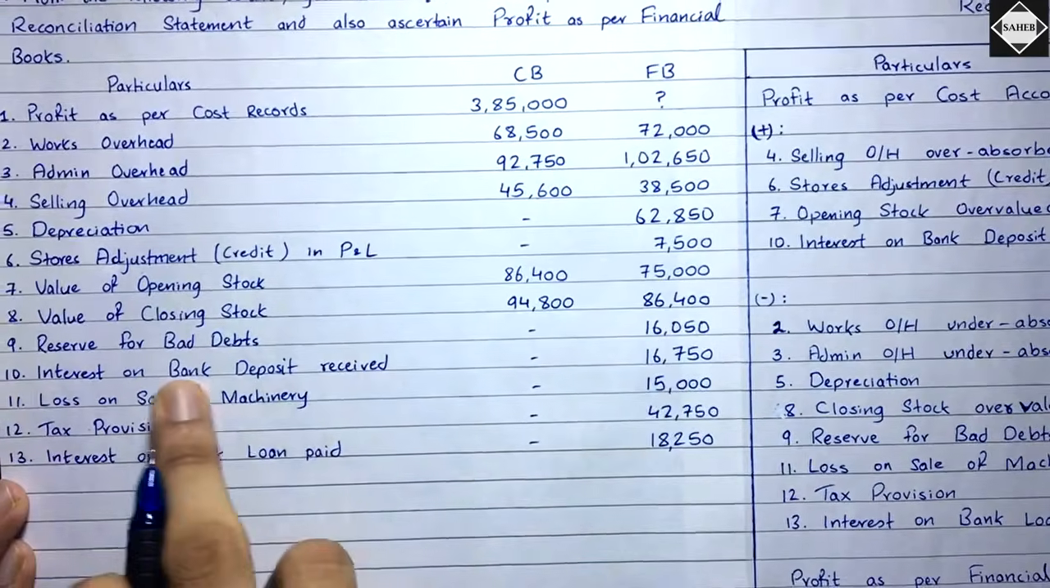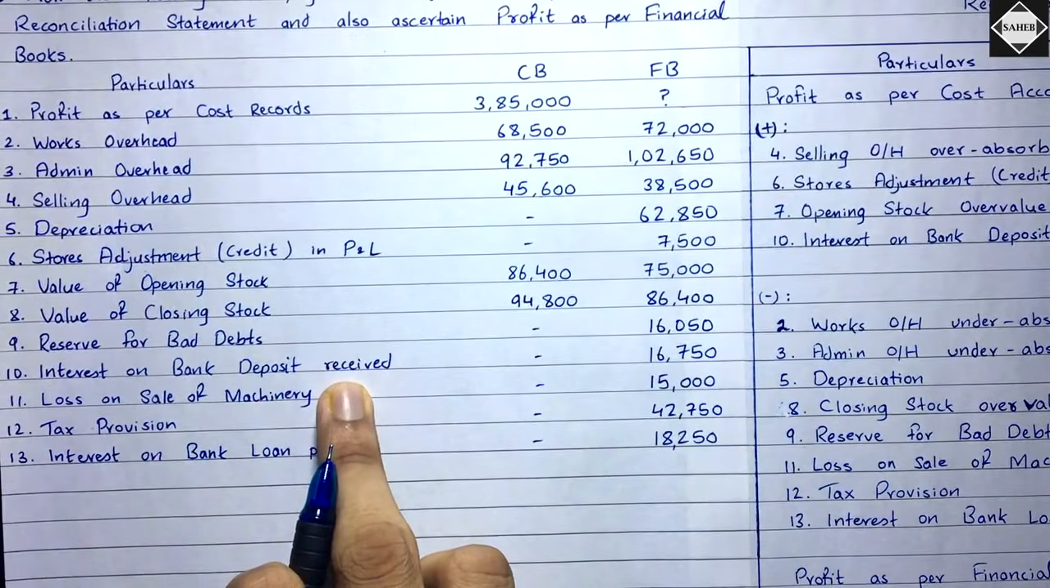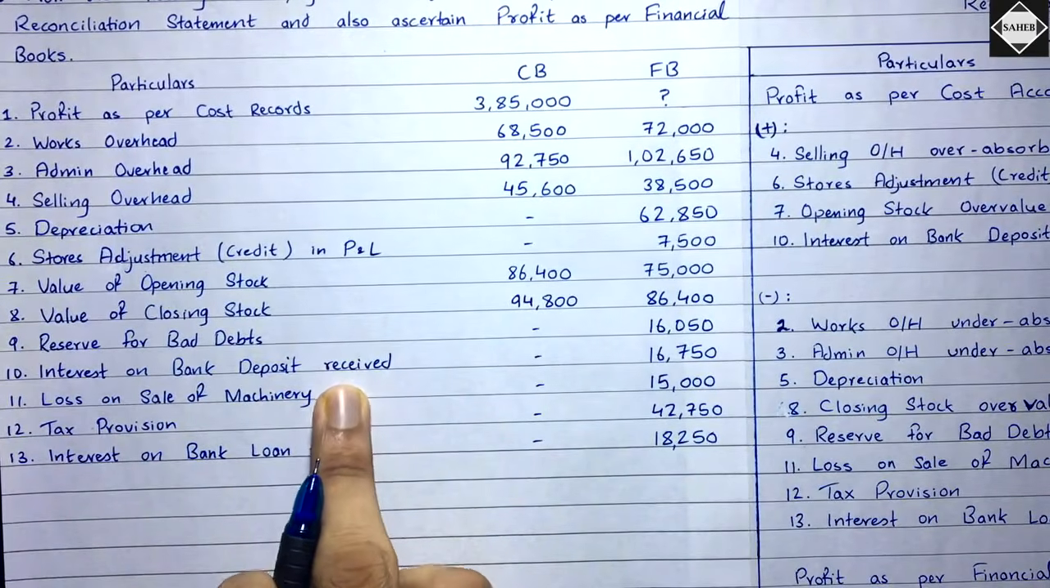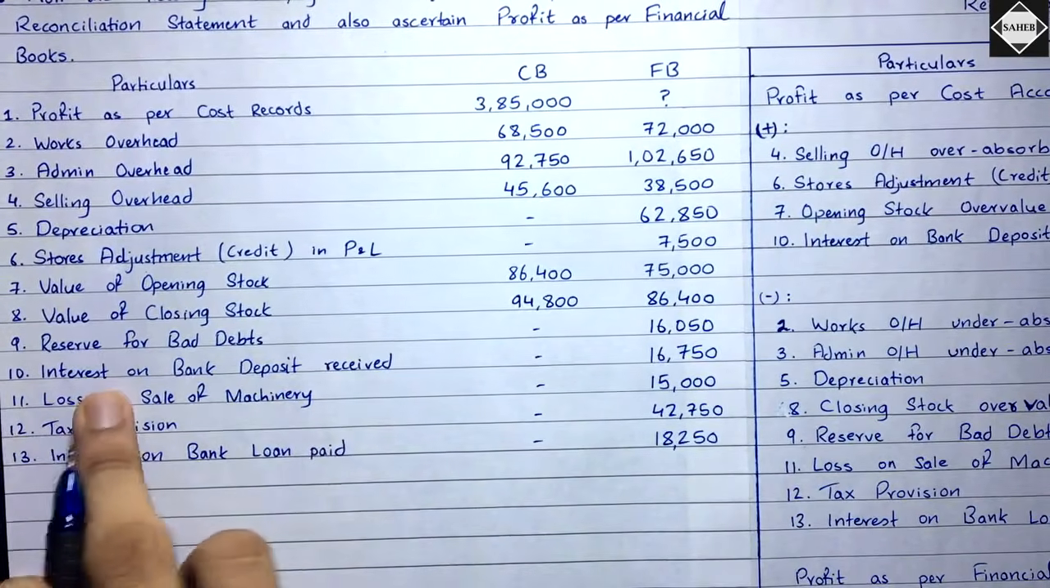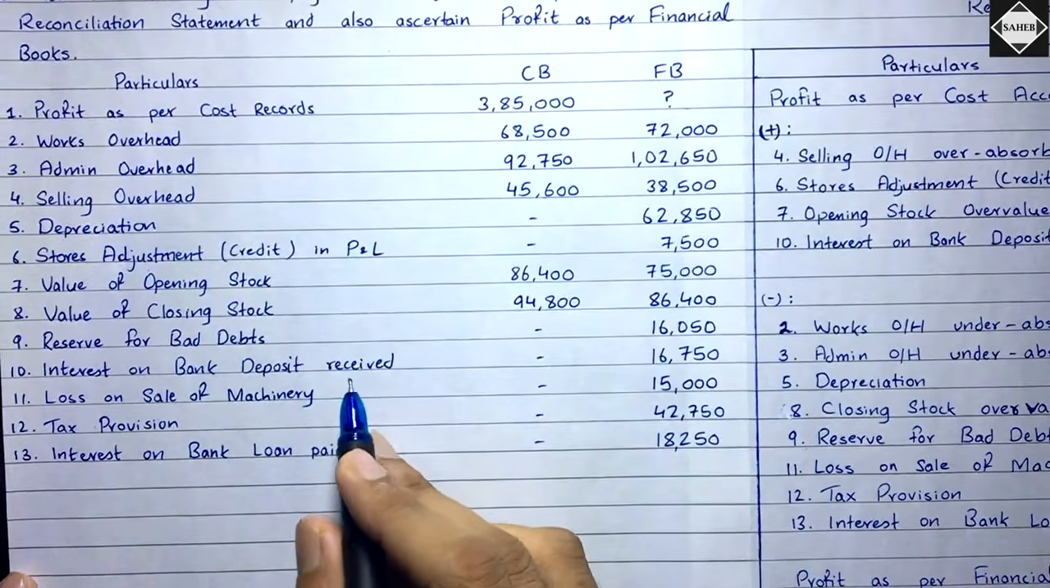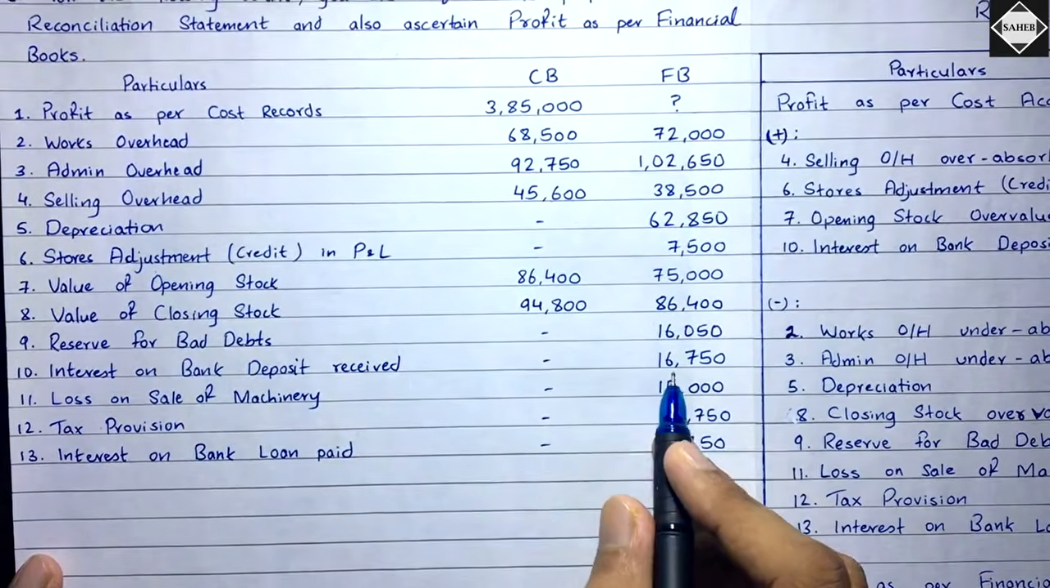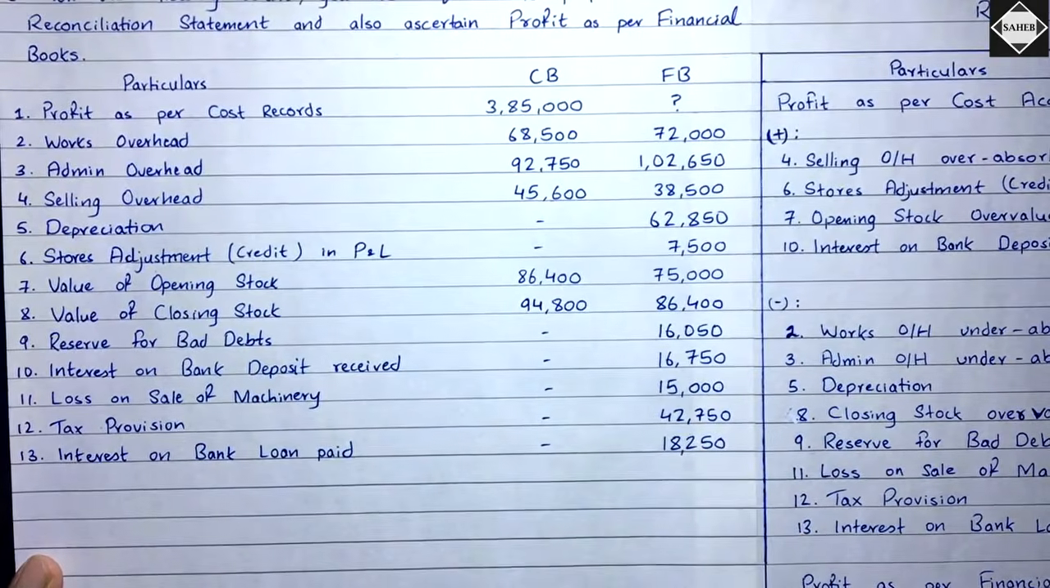Then you have interest on bank deposit received. Interest on bank deposit received. Now this is your income. The interest which you have received, it's your income. So this income has been only recorded in the financial books, and that's what happens. You know, these are what?